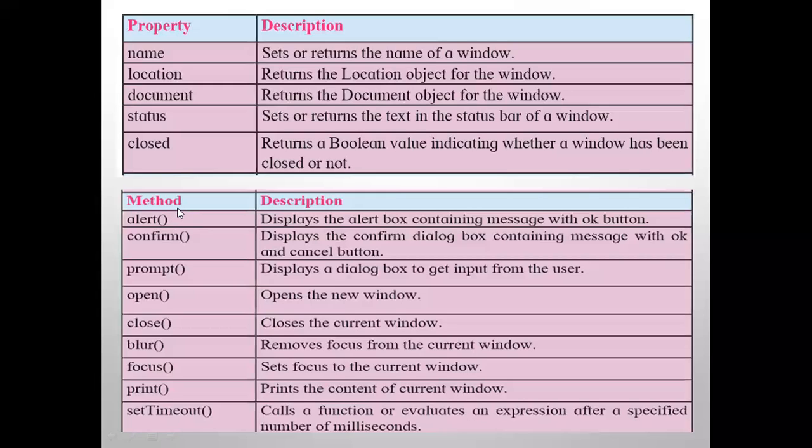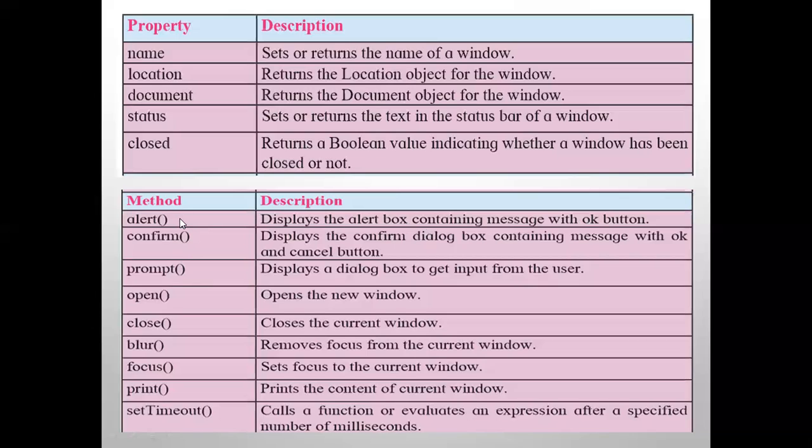Next we will see the window object methods with their descriptions. Alert, prompt, and confirm are some functions we have already learned in the 11th standard with an example program. The alert function displays an alert box containing a message with the OK button.